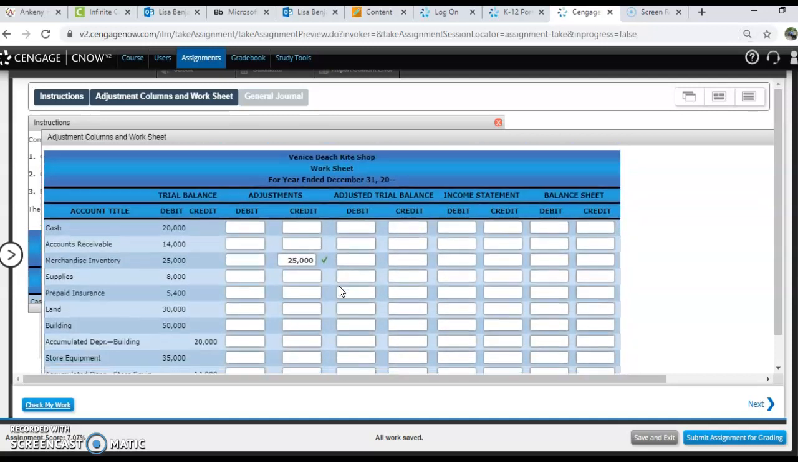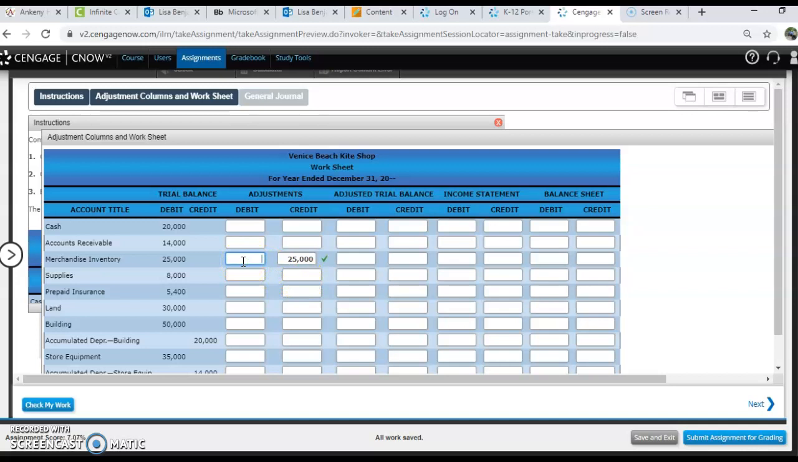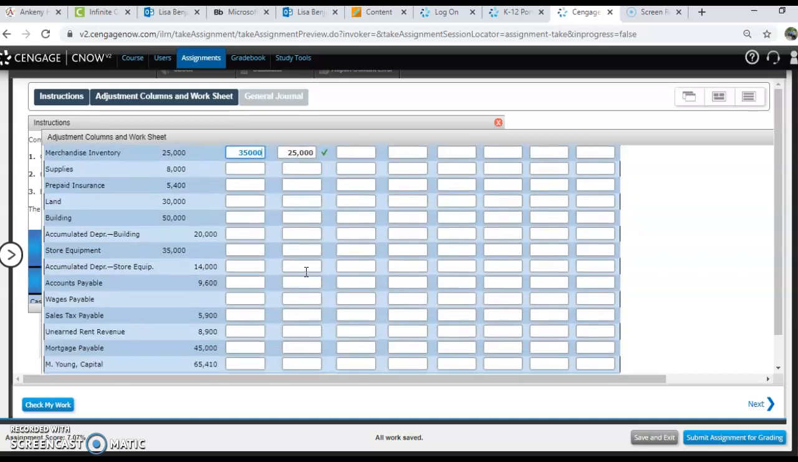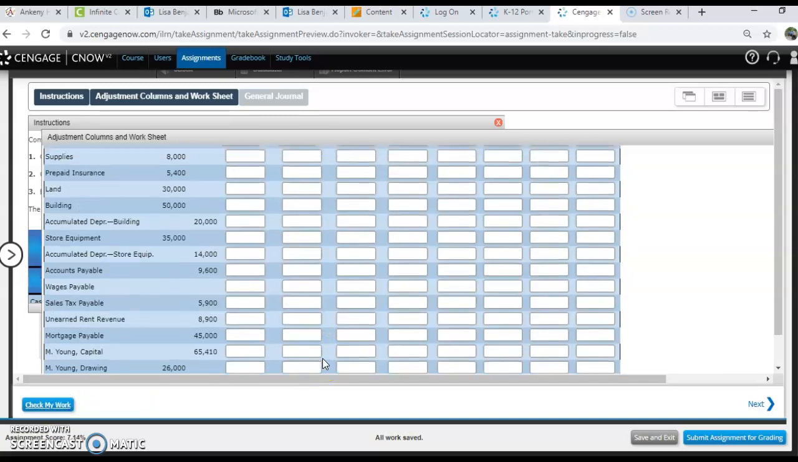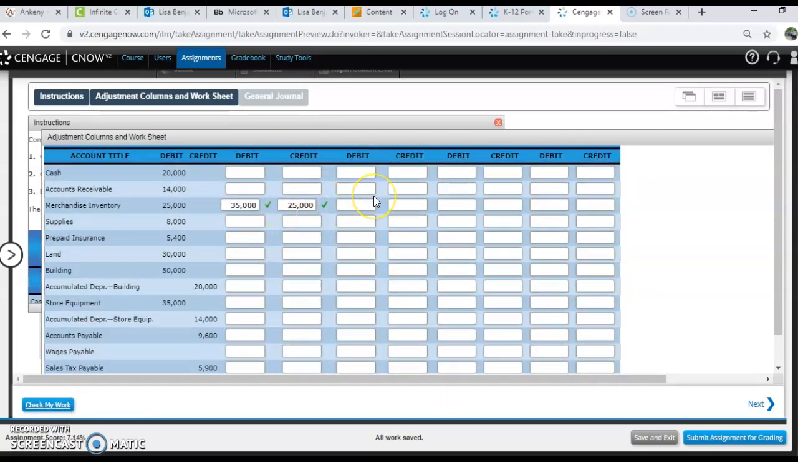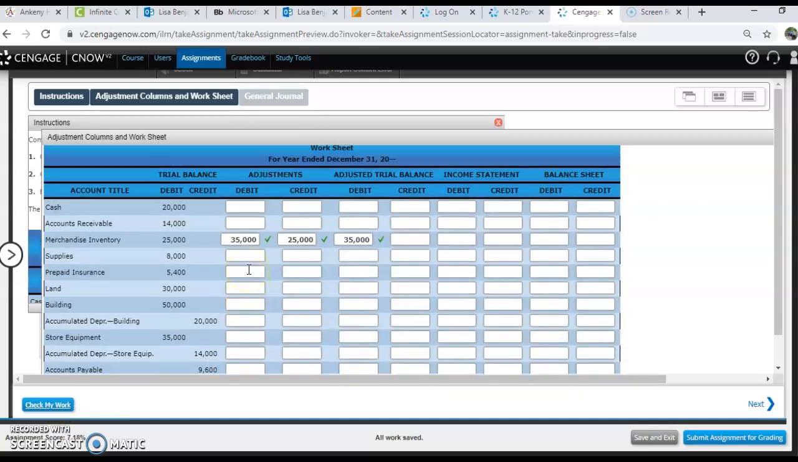The second step is to put in the new inventory. Once they do a physical inventory count, they tell us that the ending inventory is $35,000. So we're going to put that in. We are going to debit the merchandise inventory, and we're going to credit income summary for the ending inventory. And what you'll see is when we get to the adjusted trial balance, the 25s will counter each other out, and we'll end up with that new ending inventory balance of $35,000.